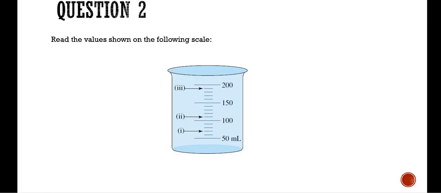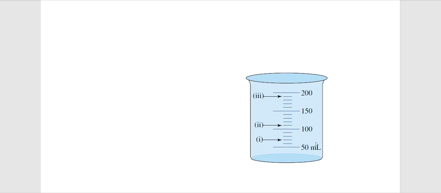Okay, question 2 says read the values shown on the following scale. So once again, we're doing the exact same thing. So have a go first, try and work out what the smaller units are worth, and then you can work out what these 3 values are. So if I read my scale, I can see it's going up by multiples of 50. So 50 mils, then 100, then 150, 200. So the space between the larger units is 50 mils. Okay, so from here to here, it'll be 50 mils, and it's the same all the way through.